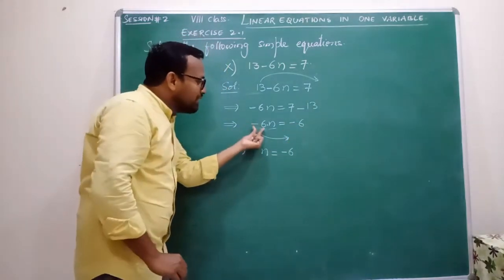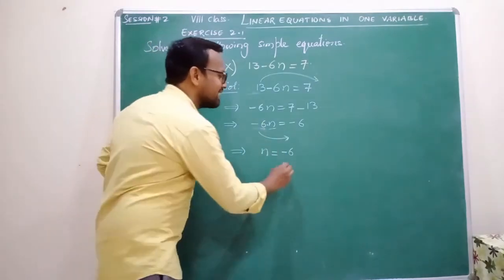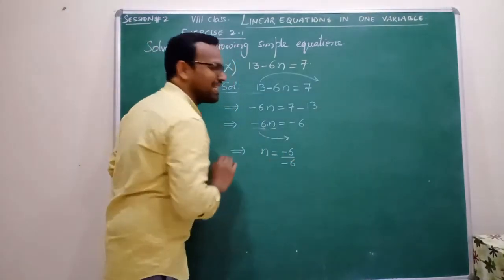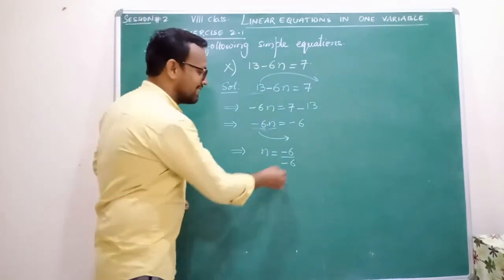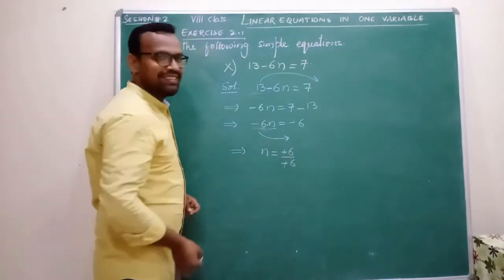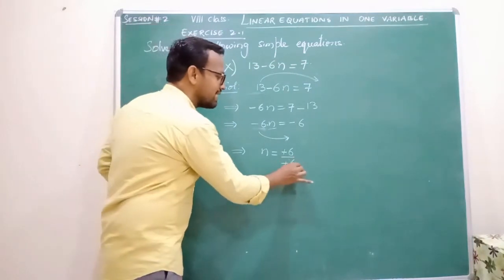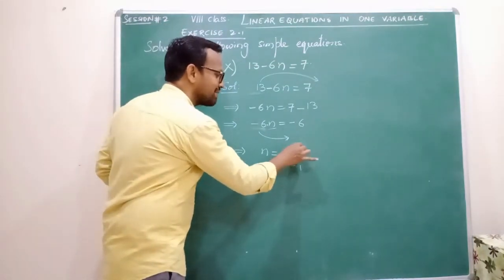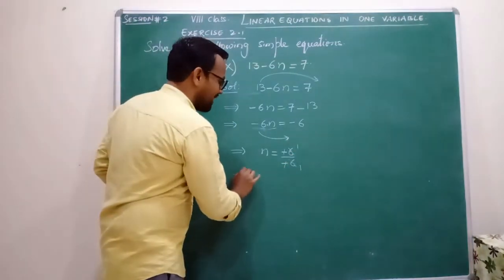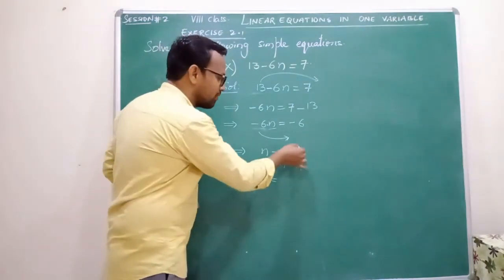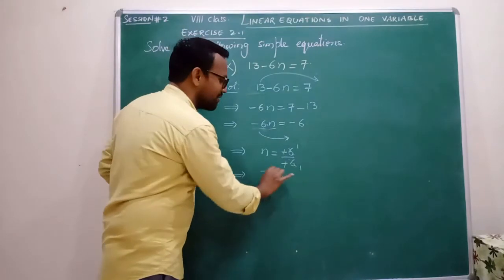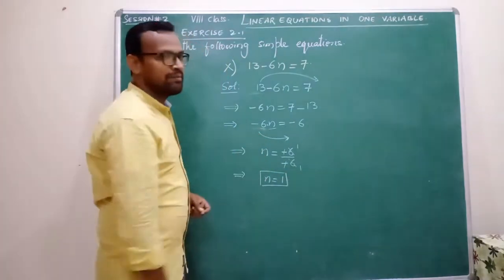This into minus 6, on the other side, is becoming by minus 6. We need to solve this fraction. How? Minus and minus cancelled. Now 6 ones are 6, 6 ones are 6. So n value is, minus minus cancelled, means it is plus, 1 by 1 is nothing but 1. So the n value we got is 1.